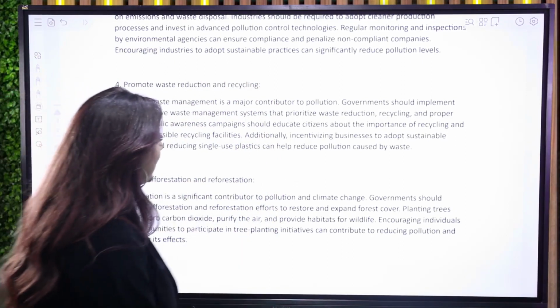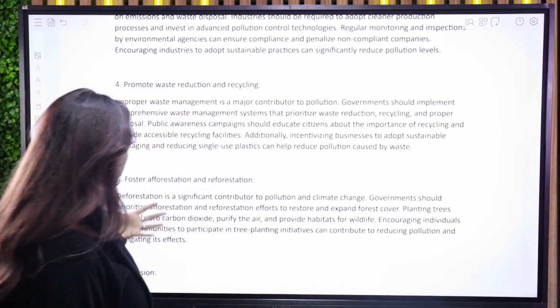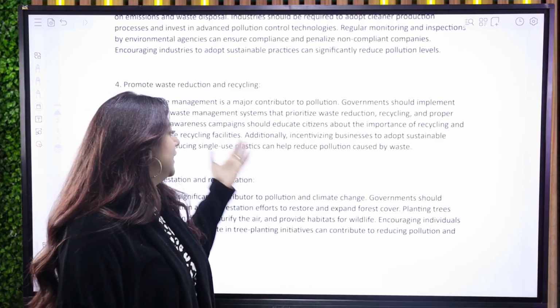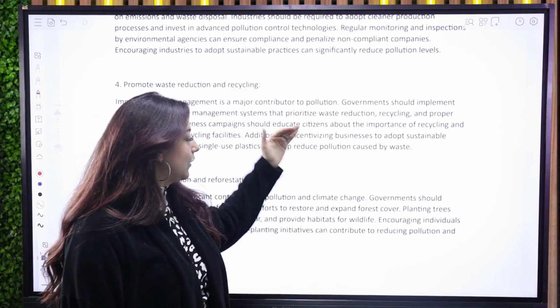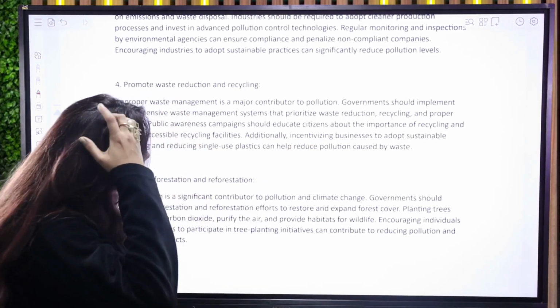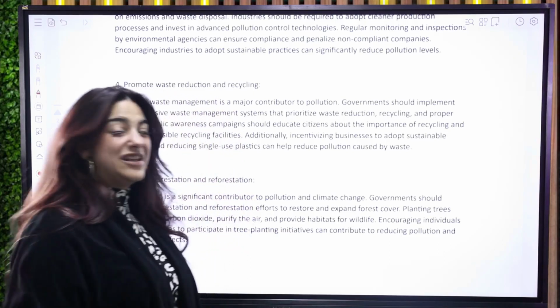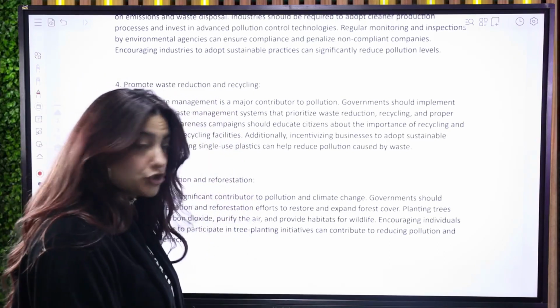Additionally, incentivizing businesses to adopt sustainable packaging and reducing single-use plastics can help reduce pollution or lessen pollution or decrease pollution caused by waste. Incentivizing means like motivating businesses, maybe raise funds or encourage, okay?